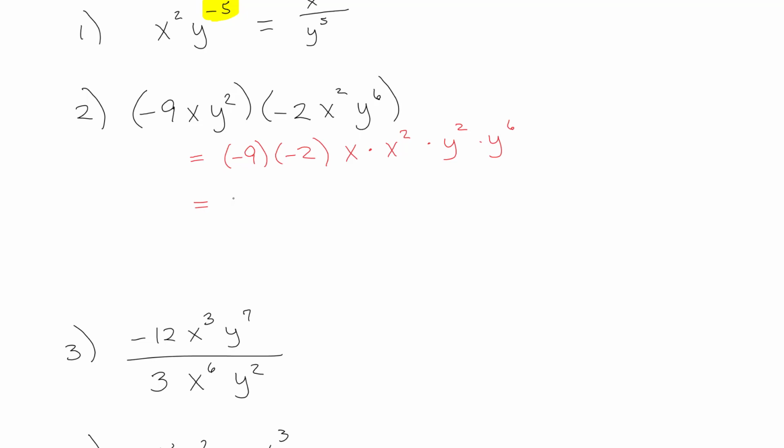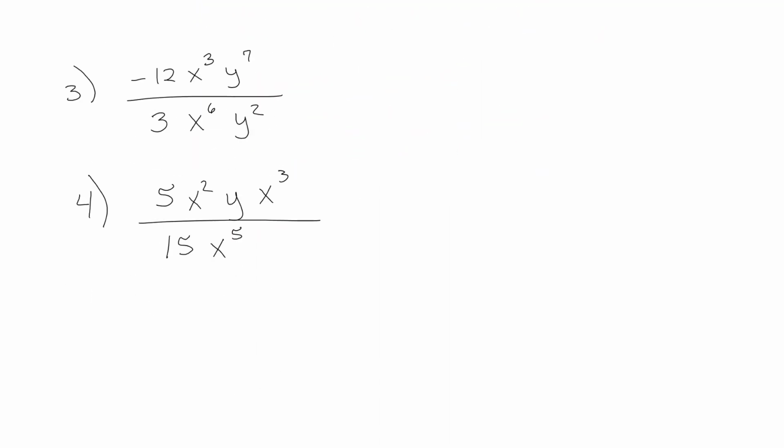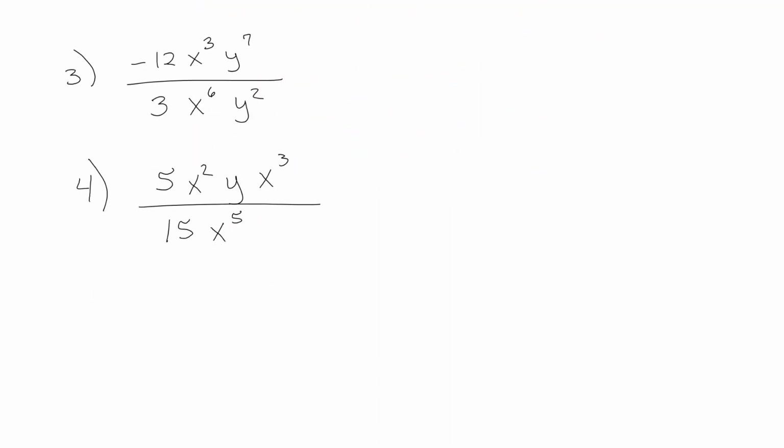So -9 times -2 is going to be +18. Remember, there's that secret 1 here. And again, if you got confused, you could do the x and then the x squared, and you'd still get x cubed. But if you can remember that that's going to be x to the 1 plus 2, you'll be good. And then y to the 2 plus 6. So that gives you +18 x cubed y to the 8. Just like that.